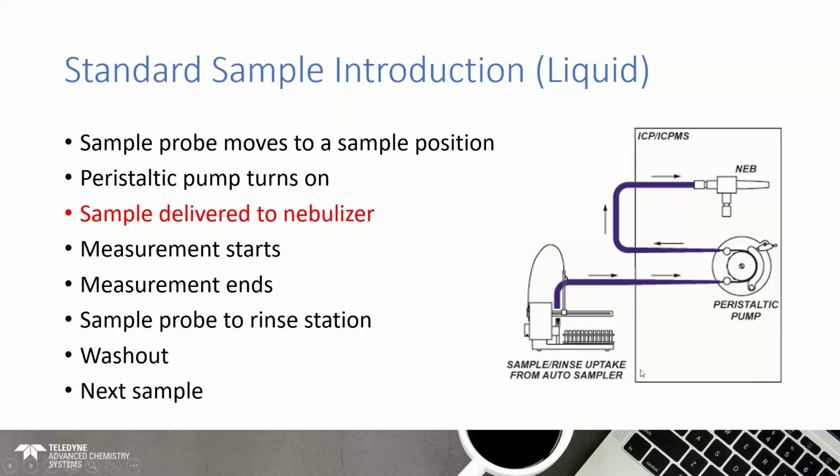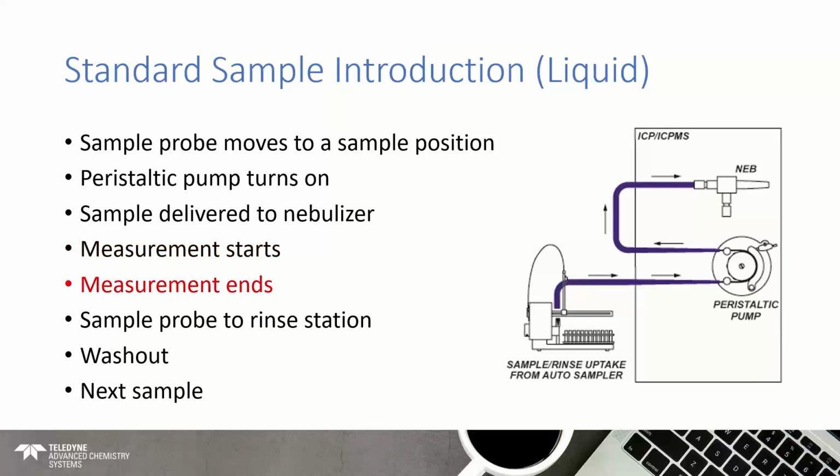Now, that takes a certain amount of time, depending on the length of the tubing attached to the peristaltic pump, and also depending on the speed, the revolutions per minute, of that pump. When the sample has been delivered to the nebulizer, that's when, typically for standard introduction, the measurement starts. The instrument starts detecting, measuring what's passing through the plasma. When it's finished going through its analyte suite, which will take a certain period of time depending on how many analytes there are and how many replicate measurements need to be taken, the measurement then ends.